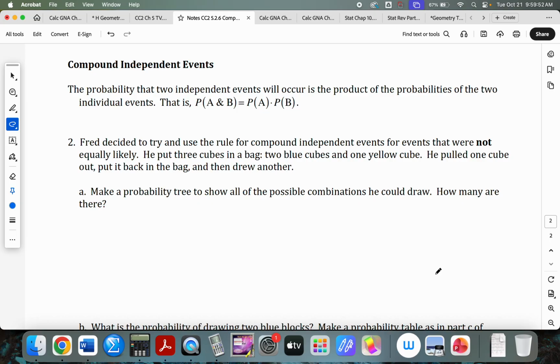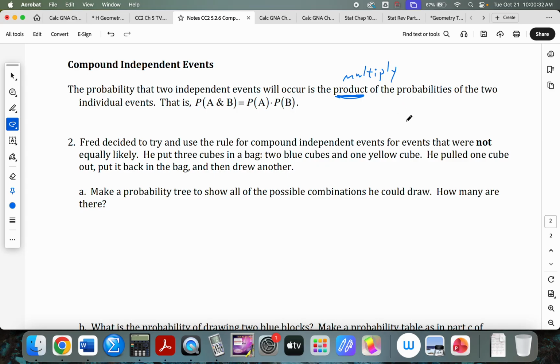All right, so here is the rule that we talked about on the front. The probability that two independent events will occur is the product. What does it mean when you say the product? Multiply. Of the probabilities of the two individual events. That is, the probability that A and B both happen, if they're independent, is the probability that A happens times the probability that B happens.